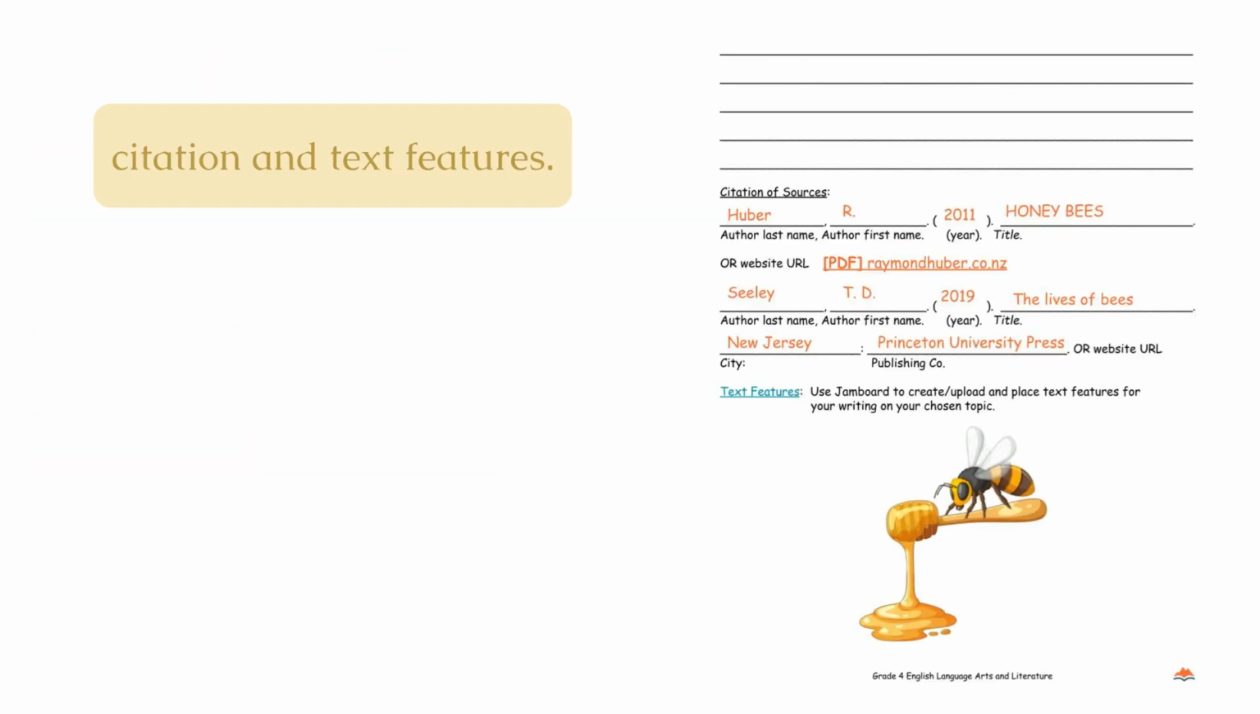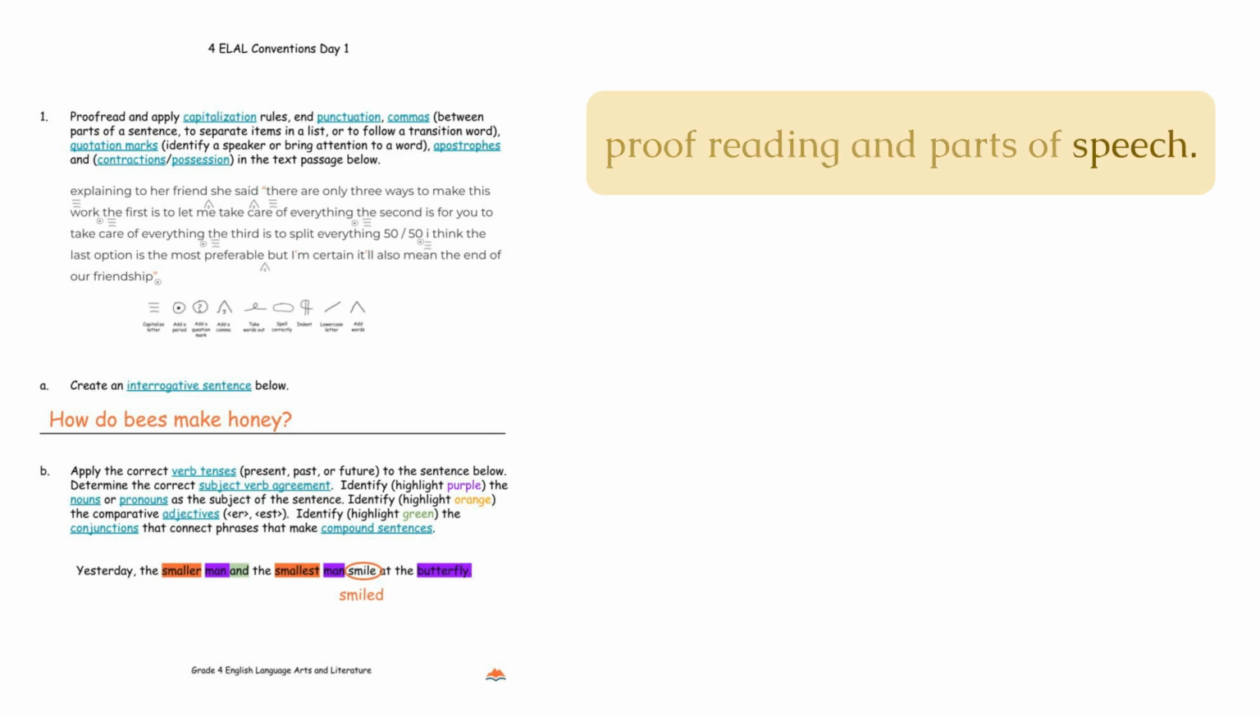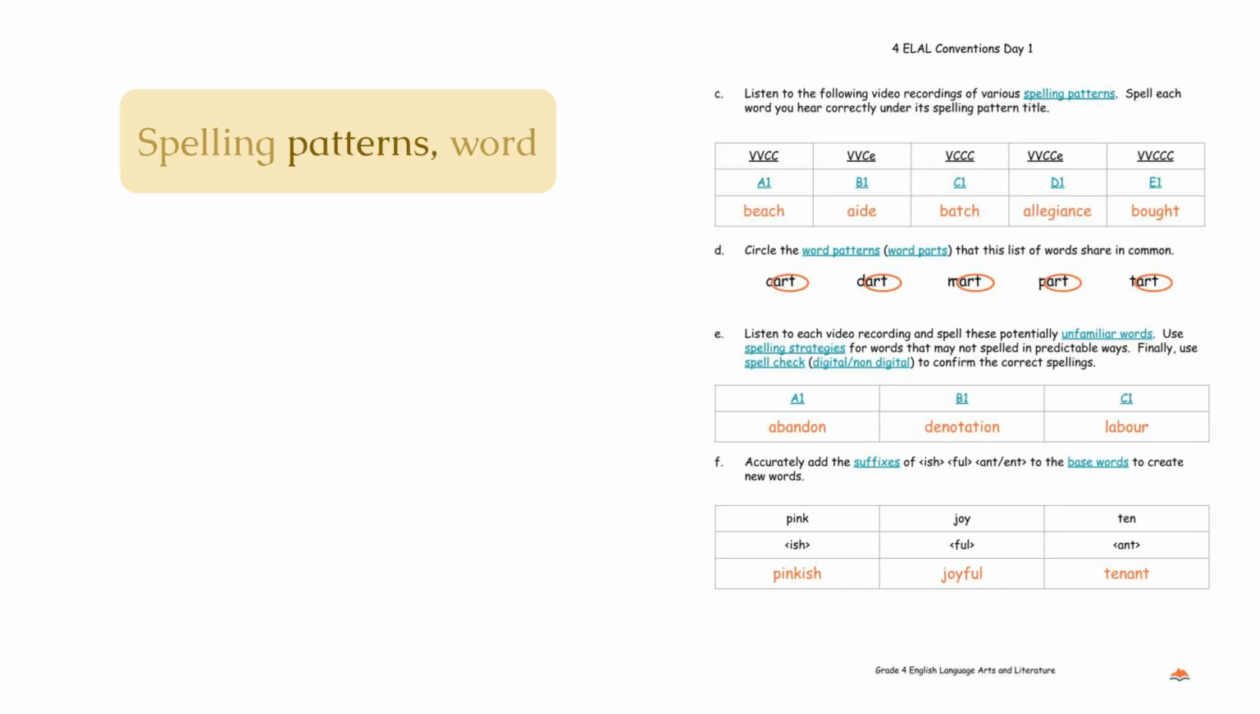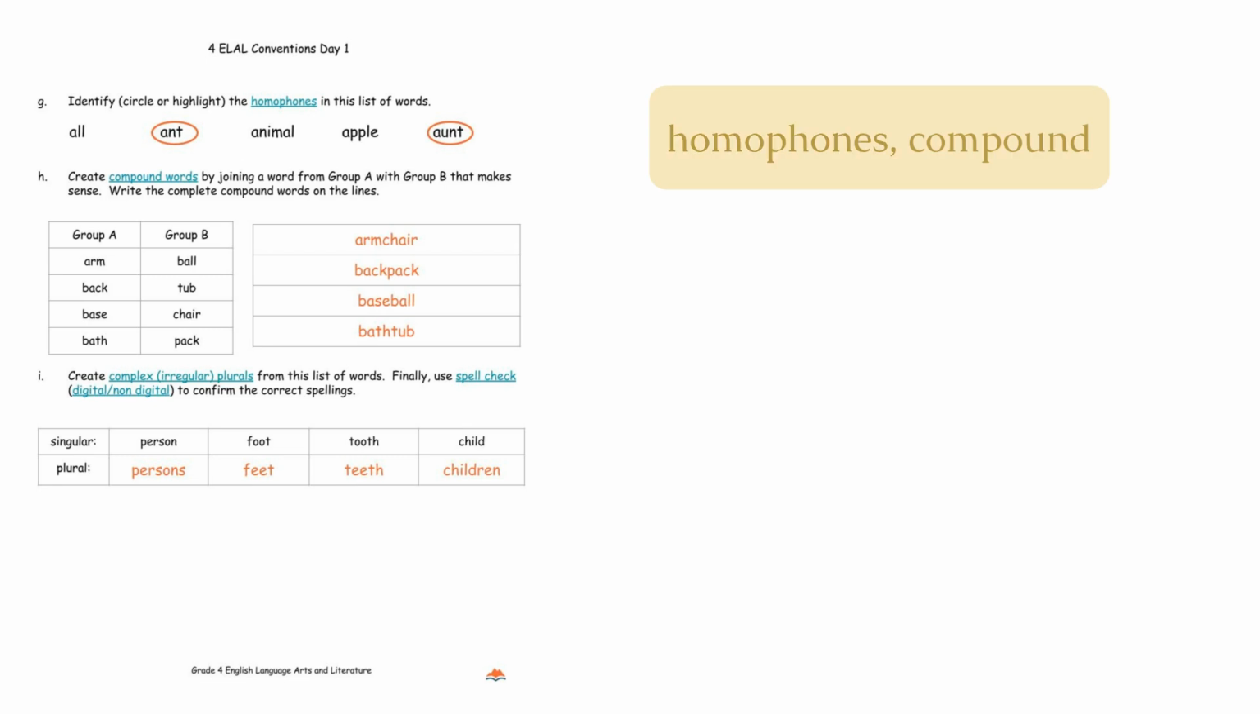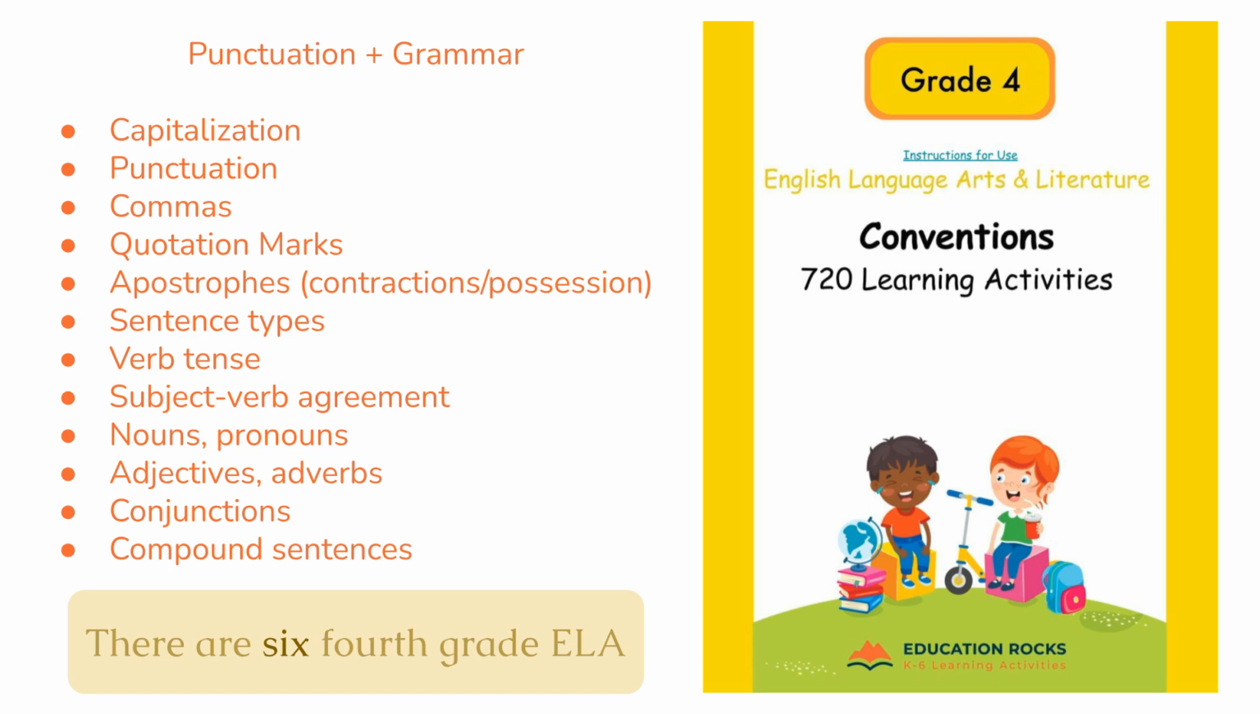Organizational writing. Revisional writing. Citation and text features. Proofreading and parts of speech. Spelling patterns, word families, spelling strategies and suffixes and prefixes. Homophones, compound words, and irregular plurals. There are 6 4th grade ELA units. This one is the Conventions Unit Plan.